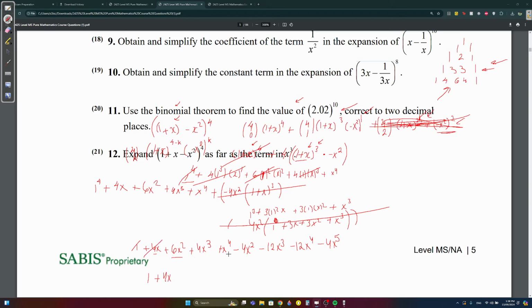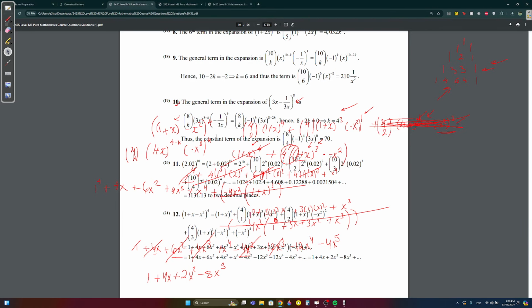X squared, 6 minus 4 is 2. Yeah, so 2x squared. And 4x cubed minus 12x cubed, 4 minus 12, is minus 8x cubed. They said as far as the term in x cubed, so we're done here. 1 plus 4 plus 2x squared minus 8x cubed.